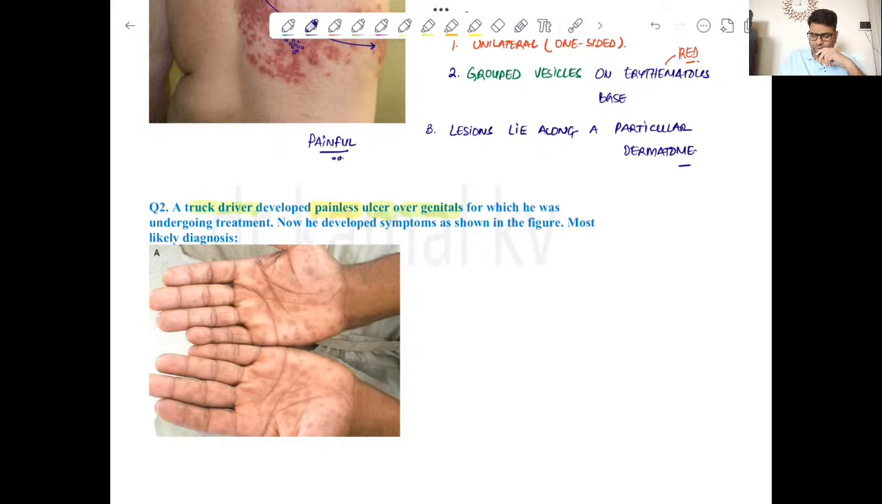Now firstly, it is written as truck driver, right? So occupation is given. Very good, very good, Shanwaz bhai. This is syphilis. And the most important thing is painless ulcer, right? So painless genital ulcer.